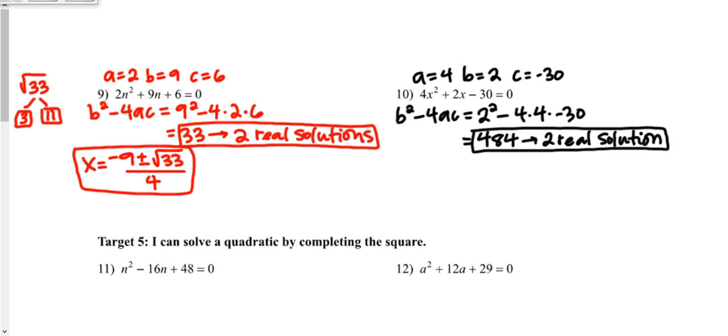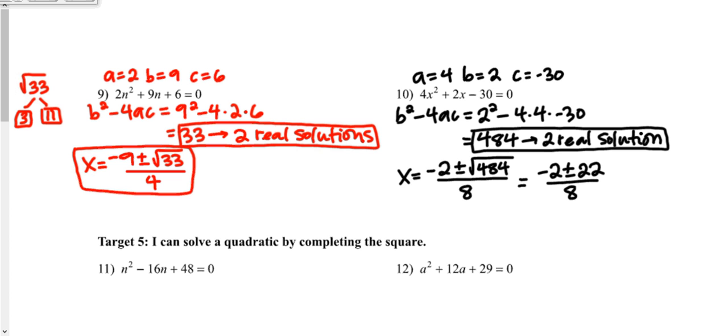So let's fill in the quadratic formula. X equals negative b, so negative 2, plus or minus the square root of 484, divided by 2a, which would be 8. So on this one, 484 is actually a perfect square, so I'm going to rewrite it as 22, because the square root of 484 is 22.